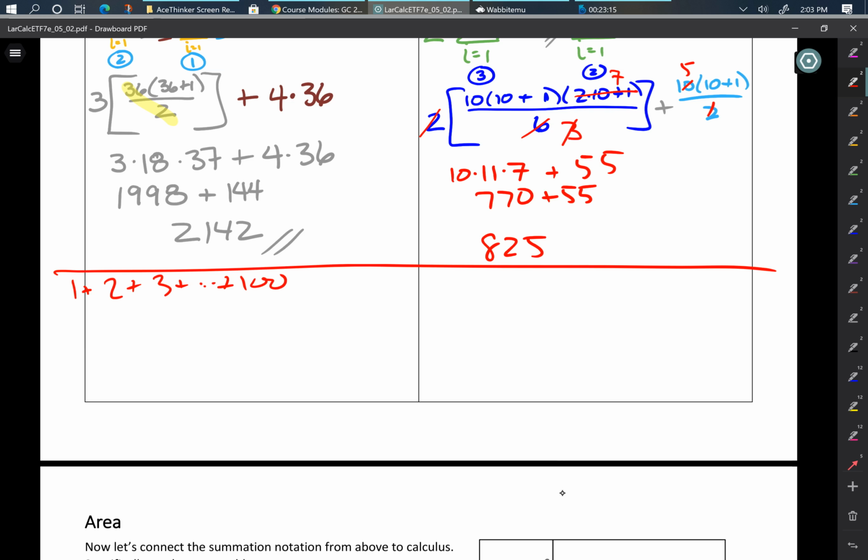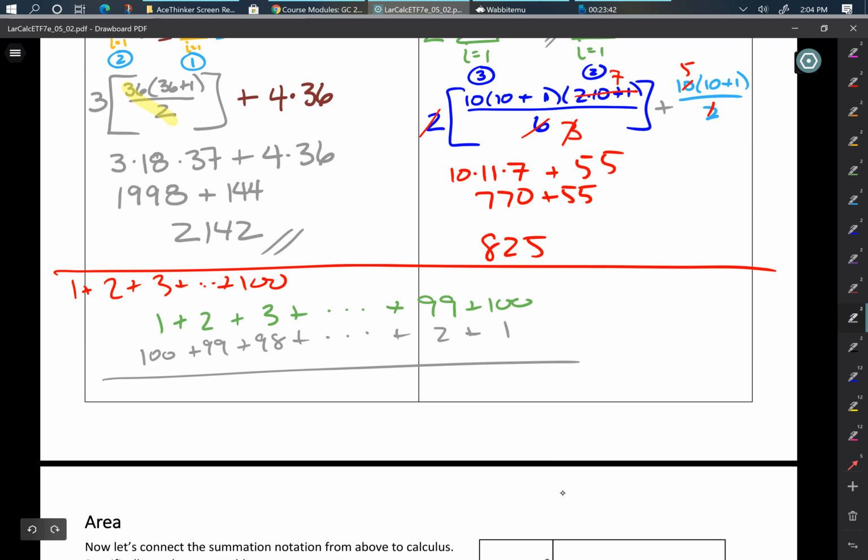Well, a few moments later, young Mr. Gauss walks up with the answer. And when asked to explain it, he said, well, it's relatively simple. If you take and line up the same digits backwards, and then take the sum of these two series, you get 101 every single time.